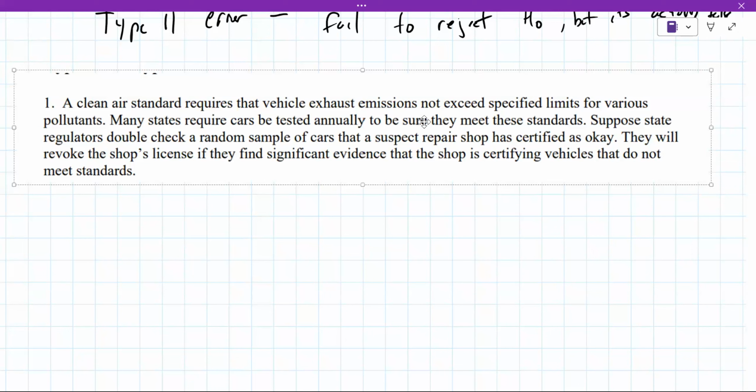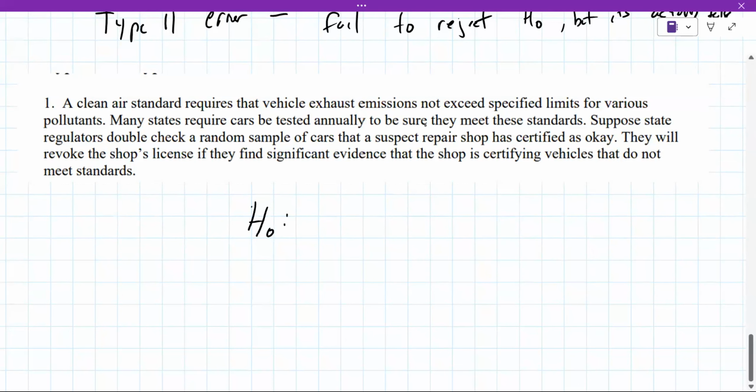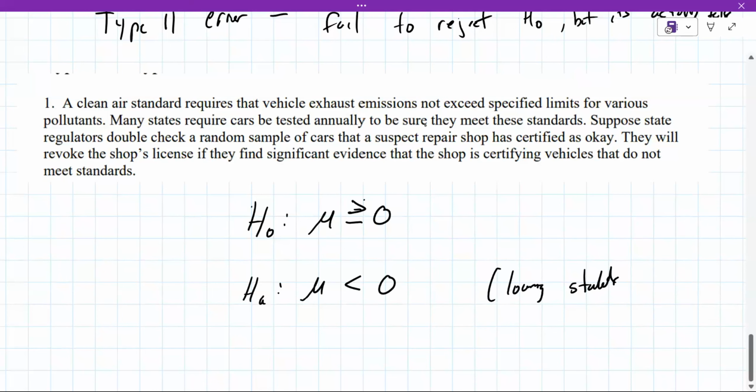Let's just say for the moment that the null hypothesis is that the shop is actually, well, let's test the claim. The claim is that the shop is maybe lowering standards. Okay. That's kind of what's implied here.